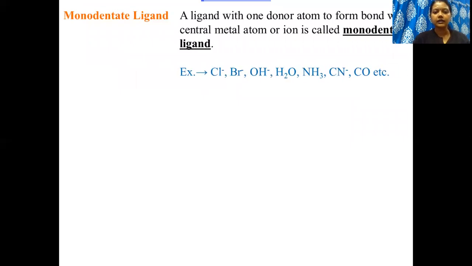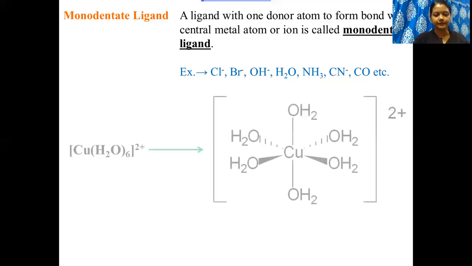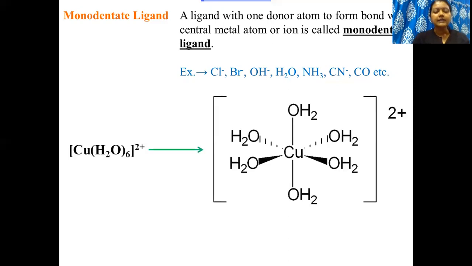Monodentate ligand: a ligand with one donor atom to form a bond with the central metal atom or ion is called a monodentate ligand. Examples are chloride, bromide, hydroxide, water, ammonia, CN minus, CO, etc. Let's say [Cu(H2O)6]2+ is the coordination complex. This is the structure where the central metal copper 2+ ion is attached with 6 H2O molecules.